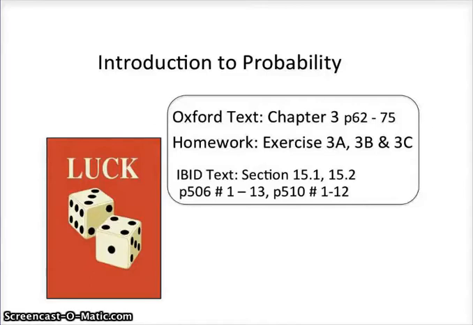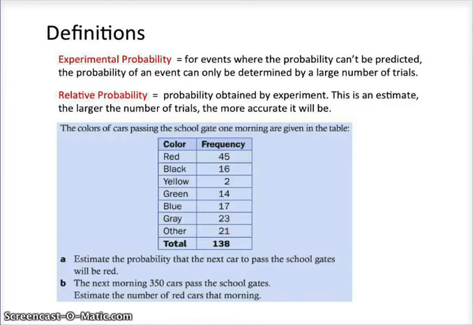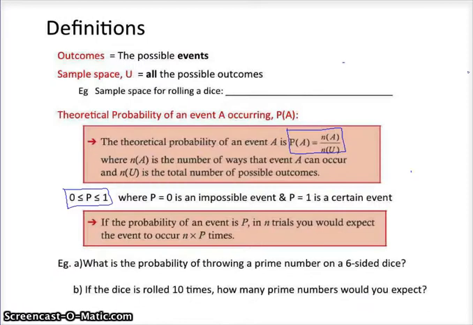Our new topic is probability. Okay, so there are a number of vocab words you just need to know. We talk about the number of possible events or outcomes, and a sample space is all the possible outcomes.